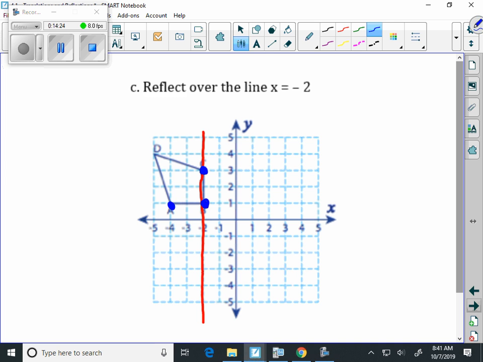I'll start with A, which is 1, 2 spaces from the red line. So on the other side, 1, 2 spaces from the red line. Point D is 1, 2, 3 spaces from the red line. So on the other side, 1, 2, 3 spaces from the red line. And it might have been nice if I labeled my points a little bit better here. But this is A prime. This is D prime. And then here, this is our B prime and our C prime.